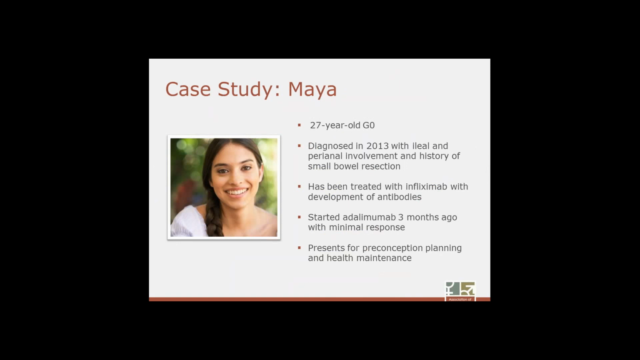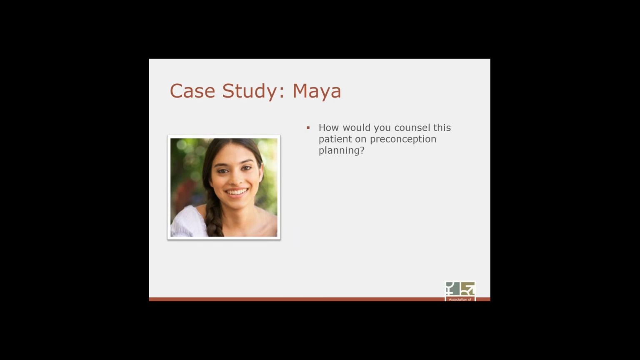Now I'd like to introduce you to Maya. Maya is a 27-year-old female diagnosed in 2013 with ileal and perianal disease, and she is status post small bowel resection. She has been treated with a biologic infusion called infliximab and was not responding to therapy. She was then transitioned to another biologic called adalimumab, and 3 months ago, she presents to your clinic for preconceptual counseling and health maintenance. How would you counsel this patient on preconceptual planning?